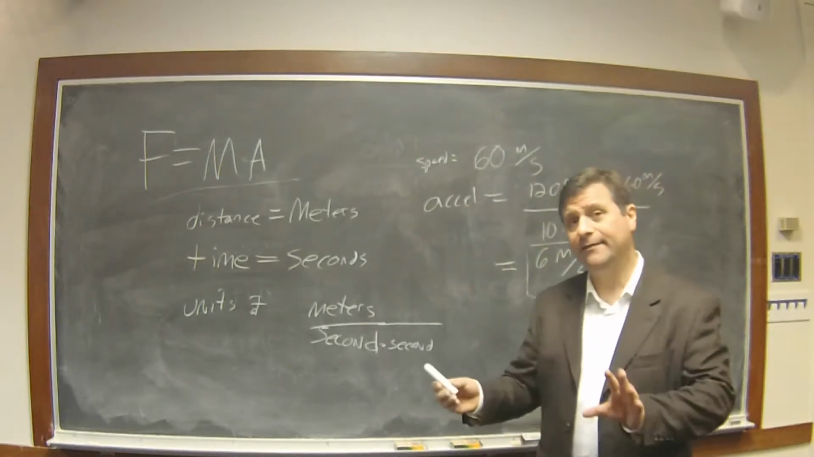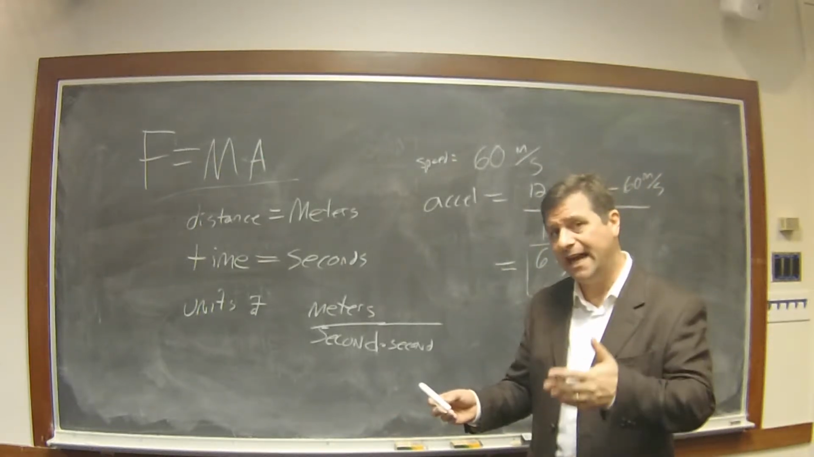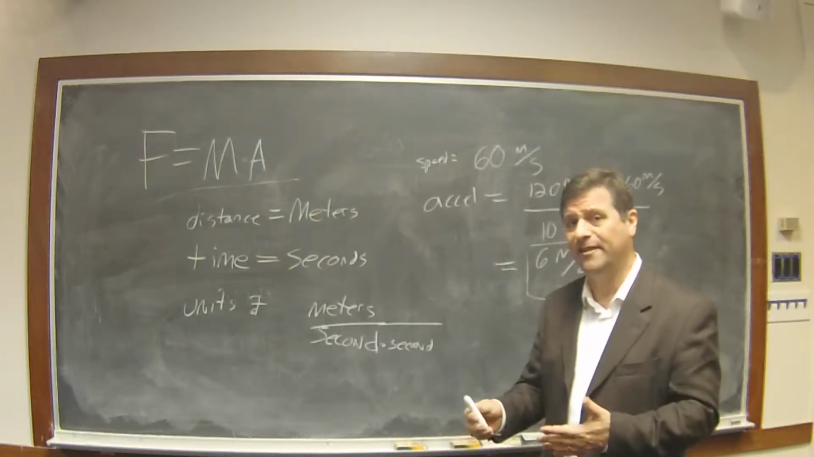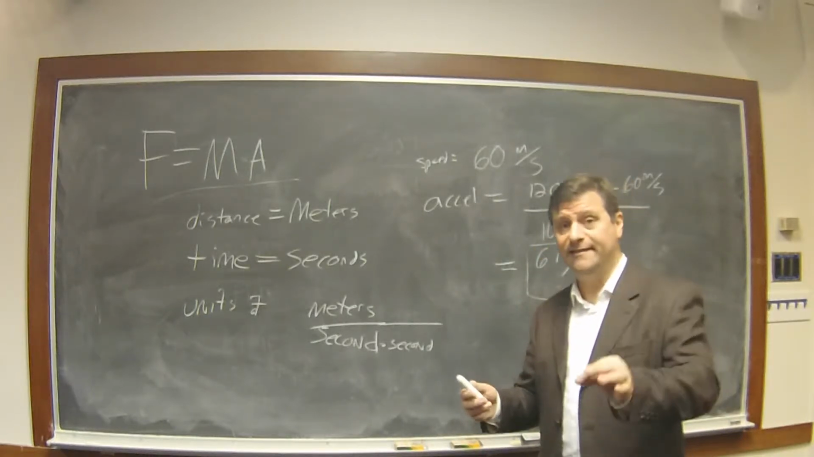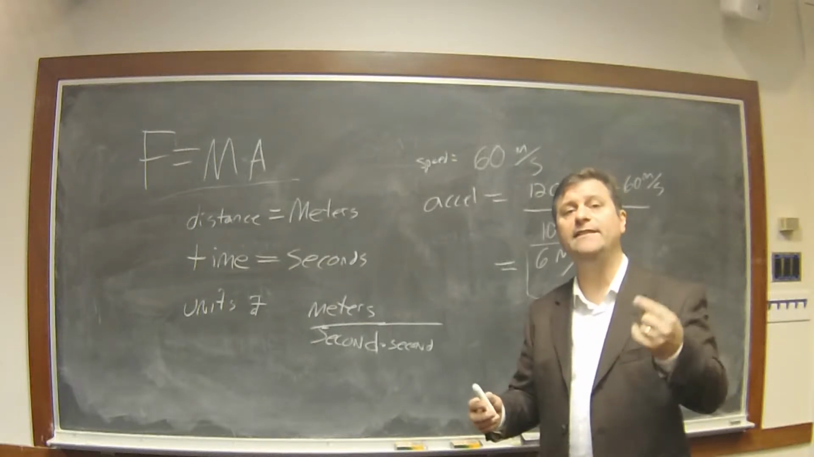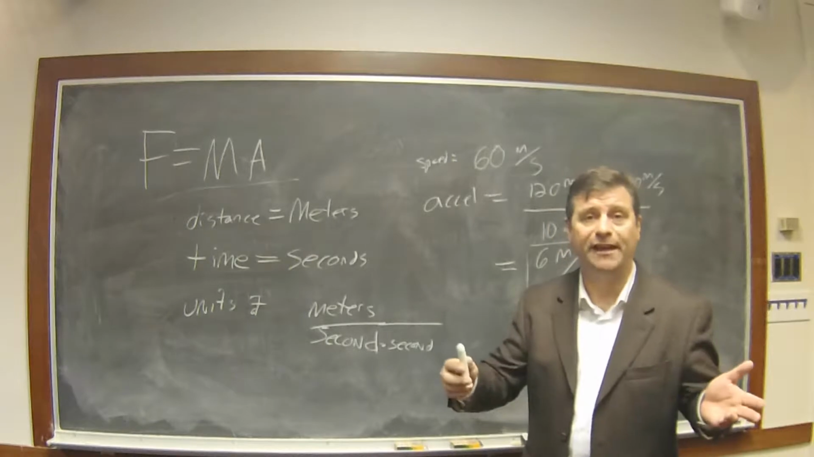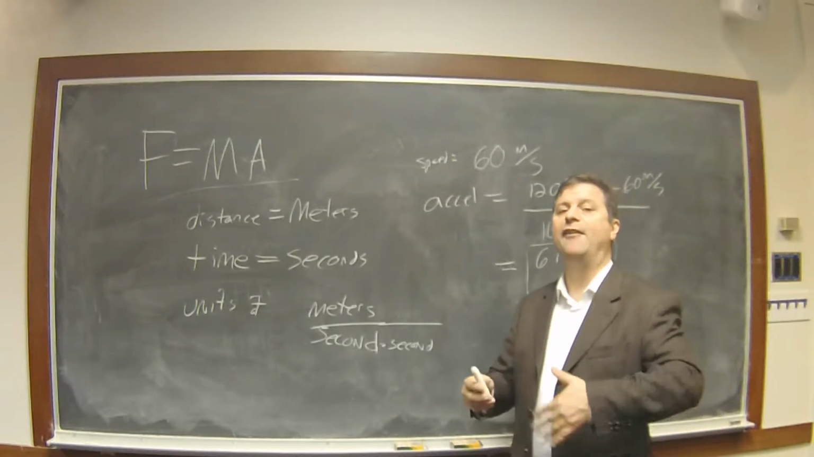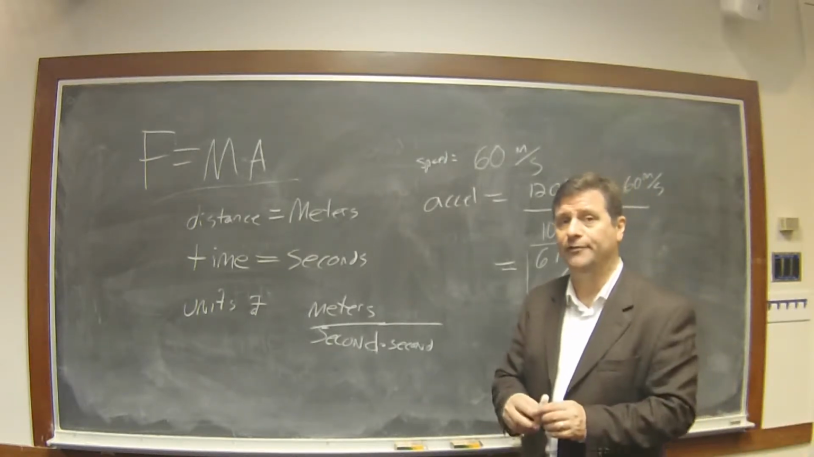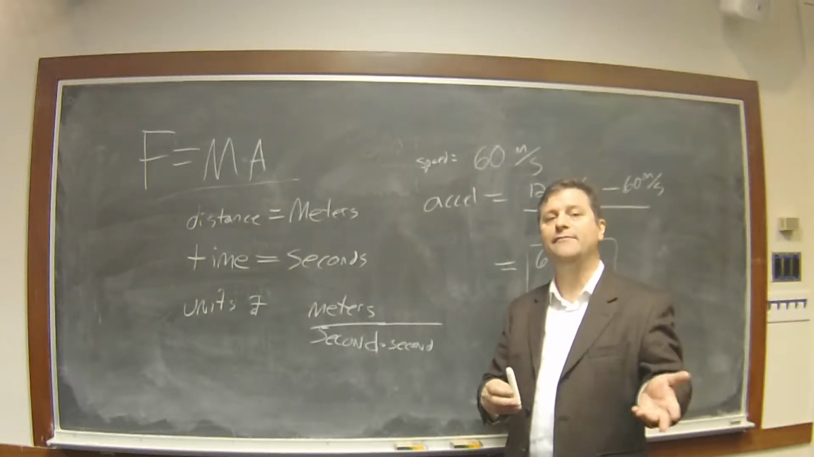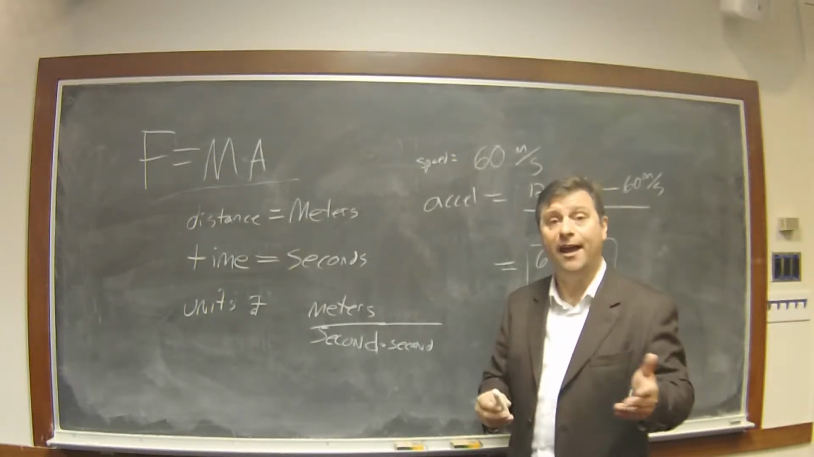So distance is a fundamental measurement, time is a fundamental measurement, mass is a fundamental measurement, speed is not. Speed is derived by taking a distance over time, measuring a distance through time, like how fast are you going? An acceleration is how fast do you change how fast you're going through time. That is a derived measurement based on distance and time.